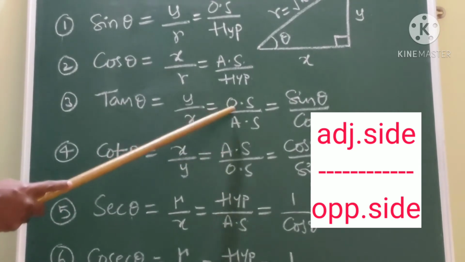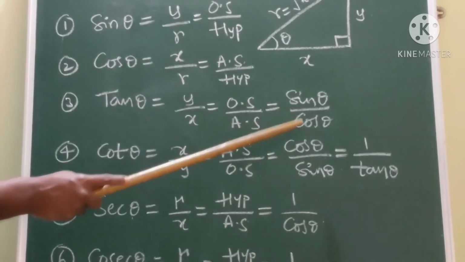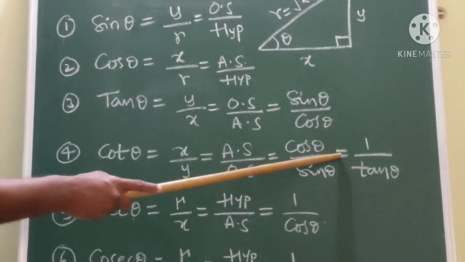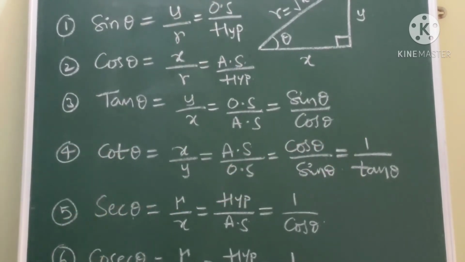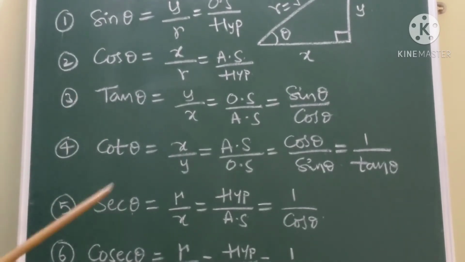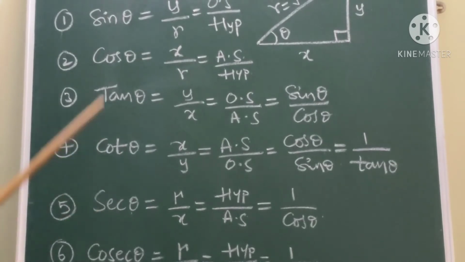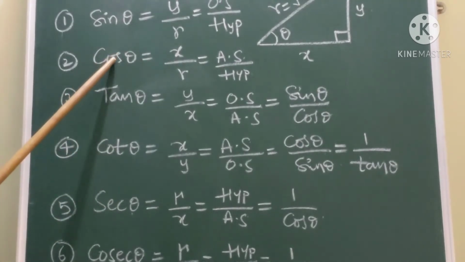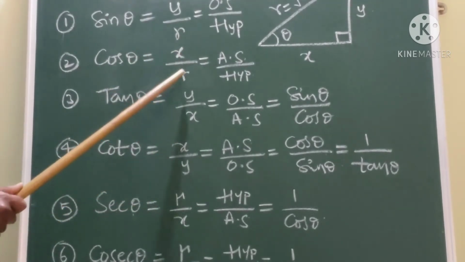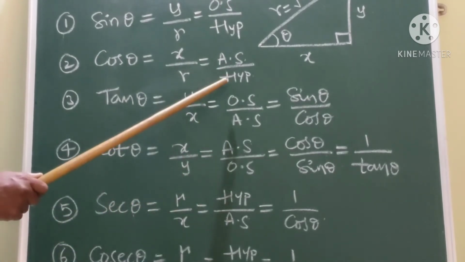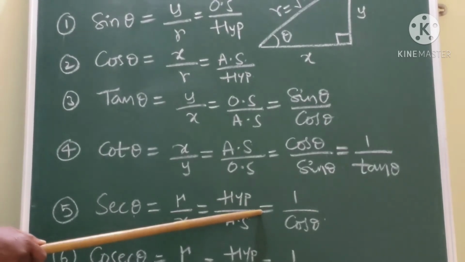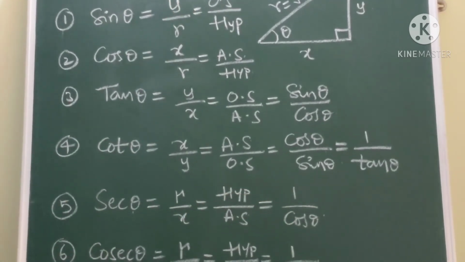Adjacent side by opposite side, that is equal to cos theta by sin theta, which is reciprocal of tan theta. That means 1 by tan theta. Now fifth one, secant of theta, and it is reciprocal of cos theta. Here cos theta formula is x by r, that means r by x, that is equal to hypotenuse by adjacent side. It is the opposite of cos theta, that means 1 by cos theta.